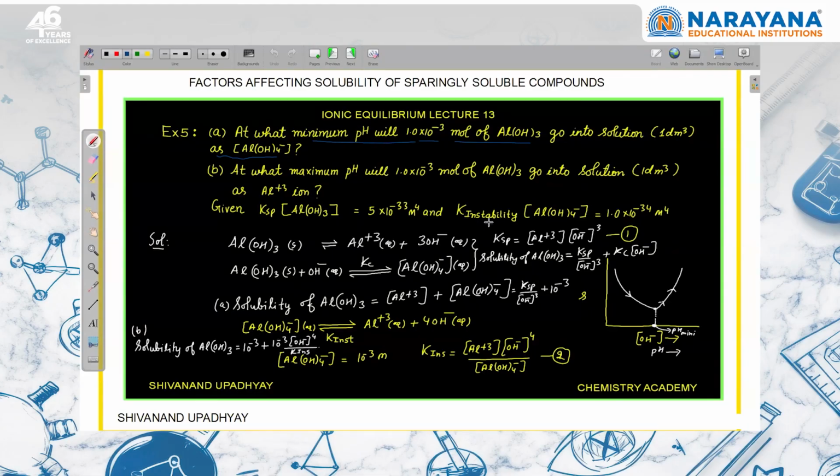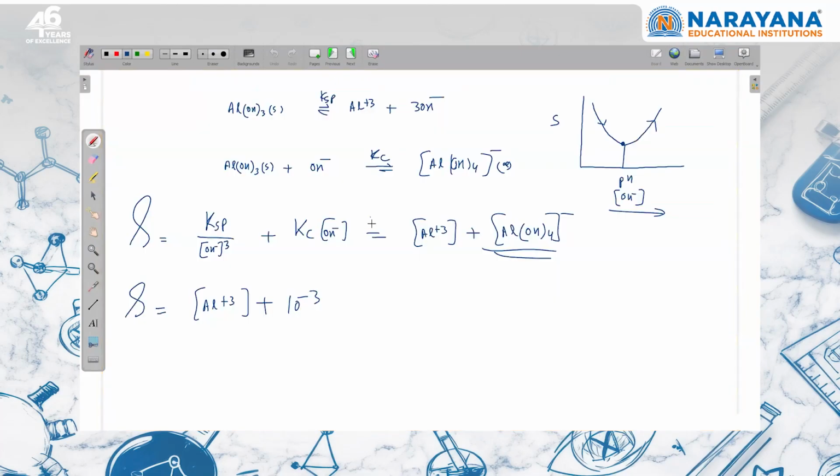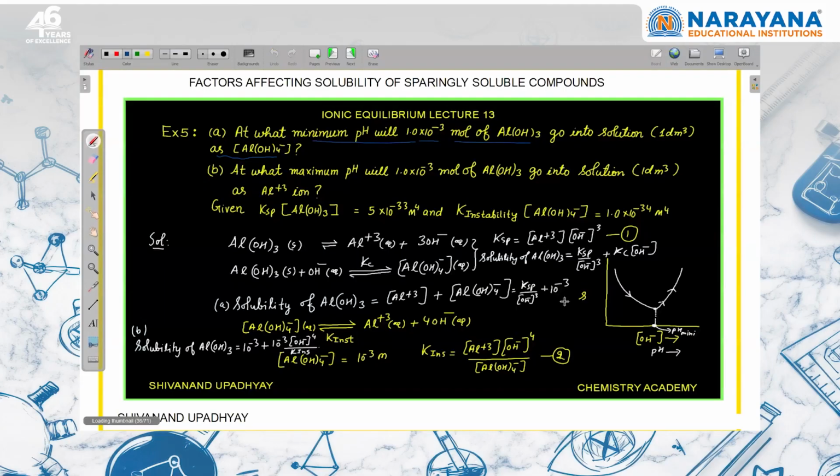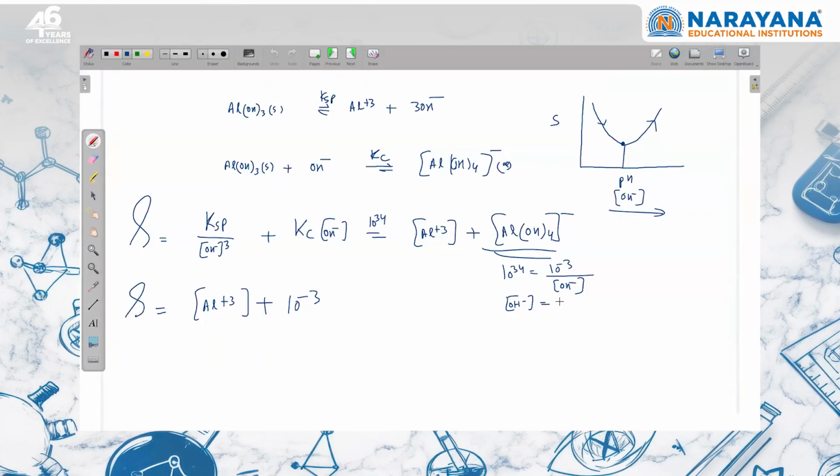The equilibrium constant of this instability constant will be the reverse, that is 10 to the power 34. So we can write that 10 to the power 34 is equal to the concentration of this, which is 10 to the power minus 3, upon the concentration of OH minus ion. And from here, we can calculate the concentration of OH minus ion. So if I calculate, this will be 10 to the power minus 37.